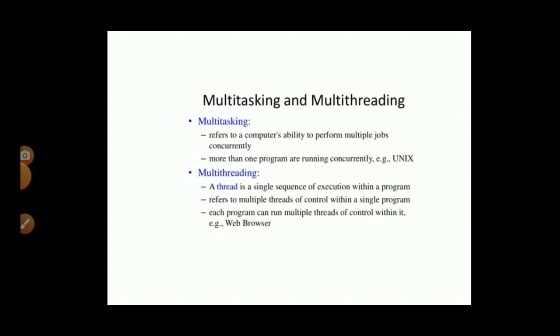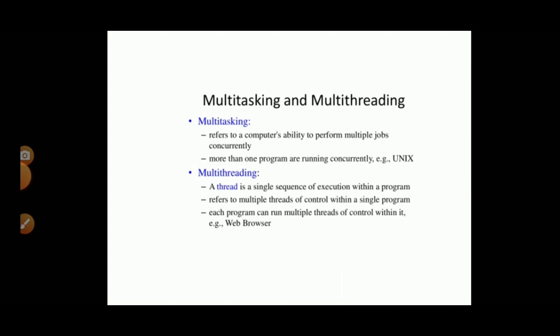Next we are going to see the difference between multitasking and multi-threading. Multitasking refers to the computer's ability to perform multiple jobs concurrently. So more than one program running concurrently is called multitasking. For example, Unix is an operating system with multitasking facility.